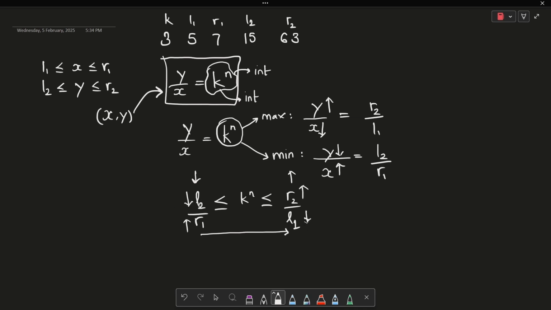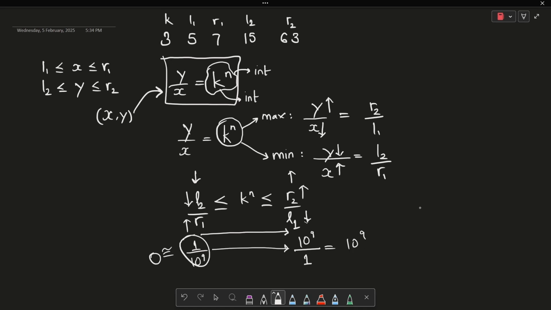Okay. So my L2 can be as minimum as 1 and my R1 can be as maximum as 10 to the power 9. And similarly, my R2 can be as max as 10 to the power 9 and my L1 can be as minimum as 1. So in the worst case, it can go till 10 to the power 9, because we can consider this to be approximately 0, right? So we can say that the value of k to the power n can be as high as 10 to the power 9, right? It should not go beyond this. This is the first conclusion that we can make.